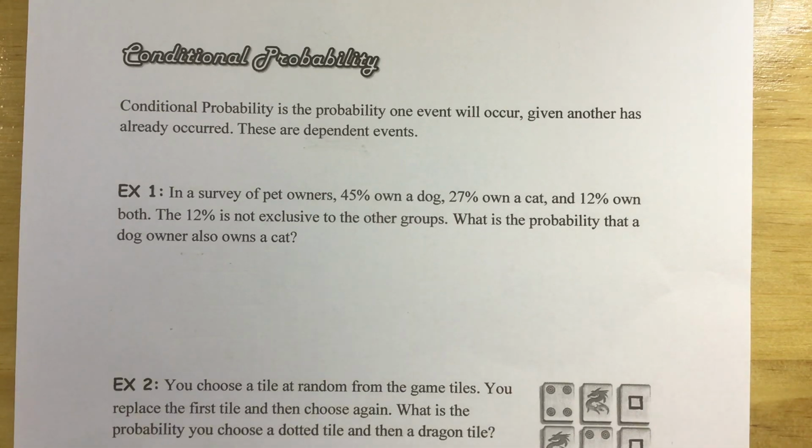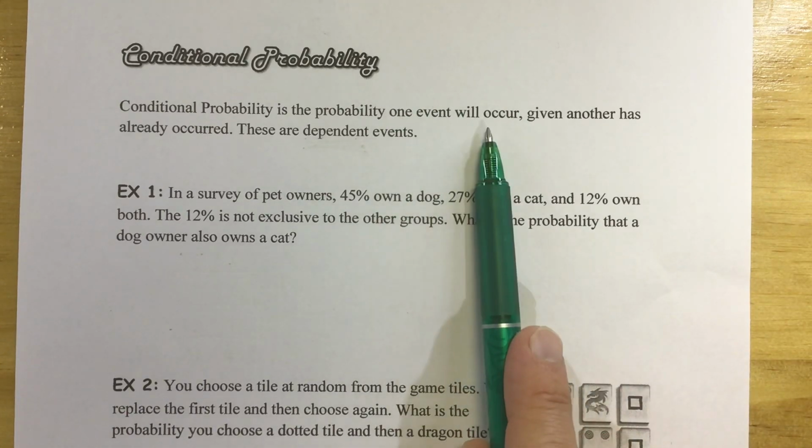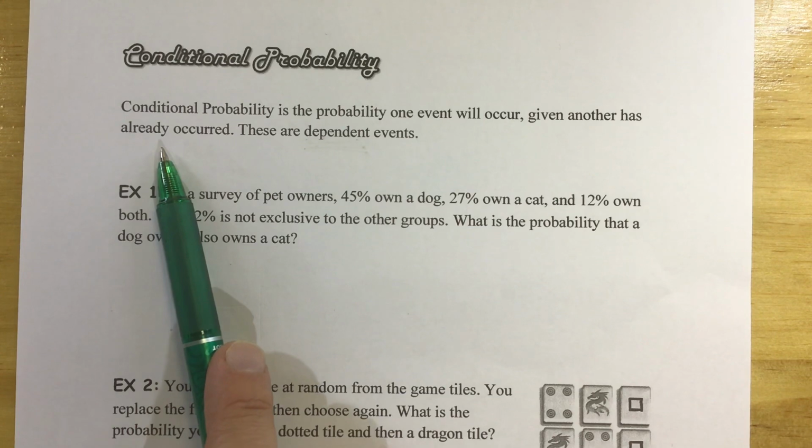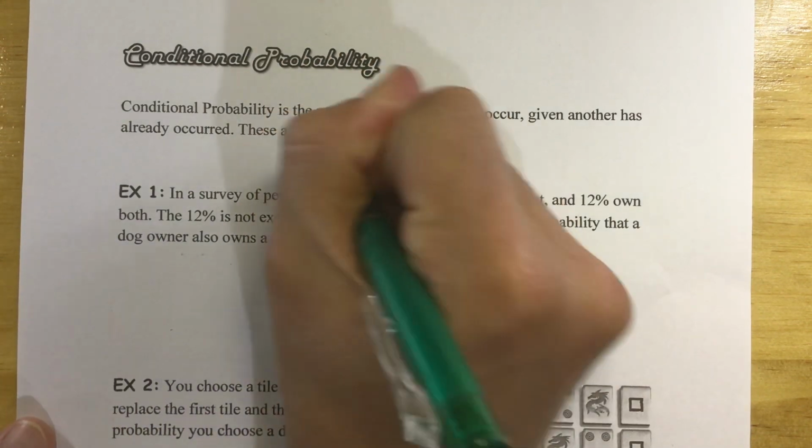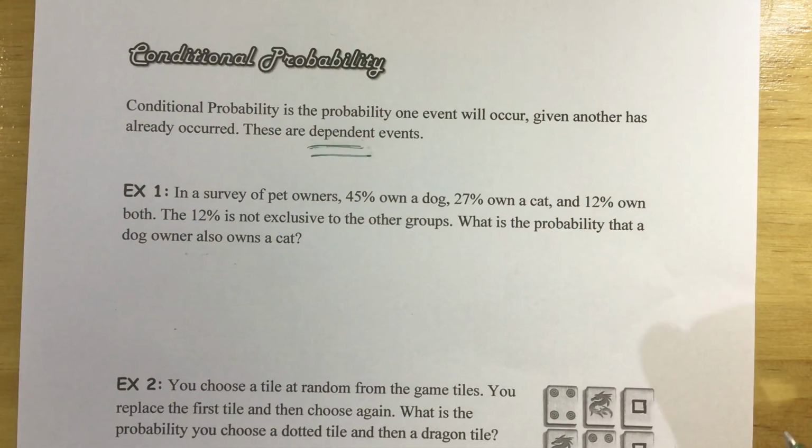Conditional probability is the probability that one event will occur given another has already occurred. These are dependent events. This is something that we have already talked about in other notes, and what it was is that if you've got multiple events, what was an example that we had done on this?